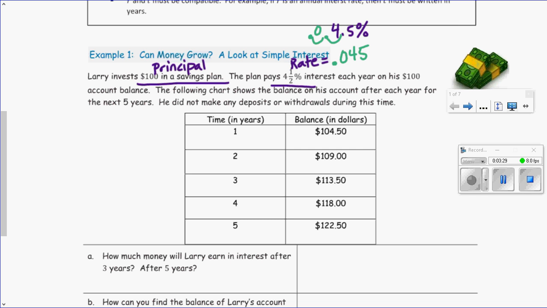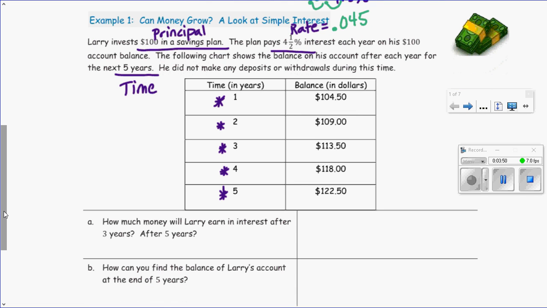Each year on his $100 account balance. Okay, so we already know that that's the principal. The following chart shows the balance on his account after each year for the next 5 years. Okay, that's the time. In fact, they show you the time being 1 year, 2 years, 3 years, whatever it is. So how much money will he earn in interest after 3 years or after 5 years? So let's go ahead and use that formula.